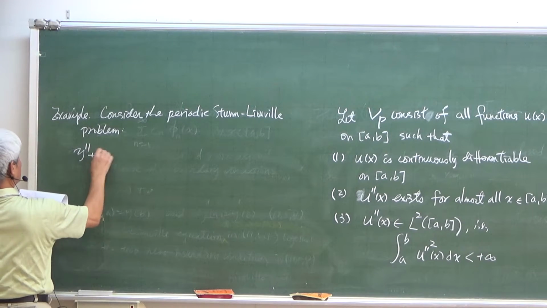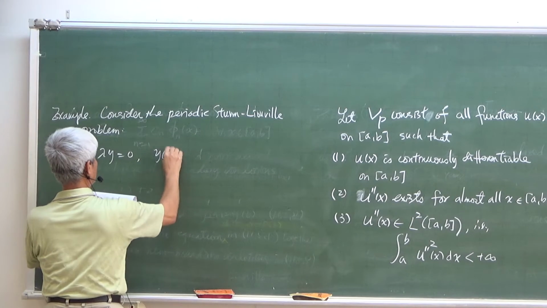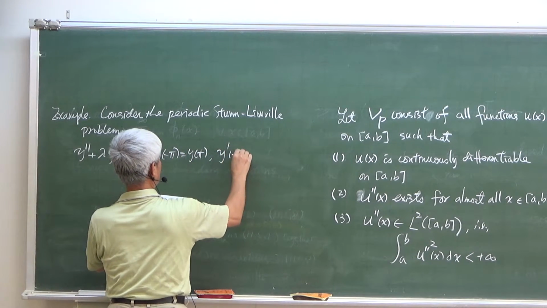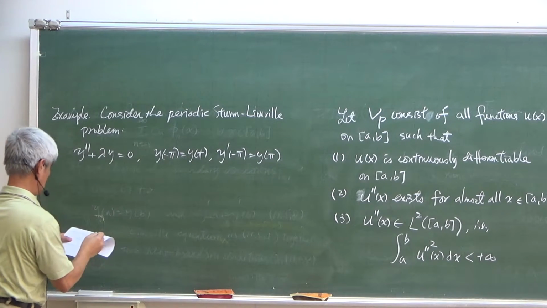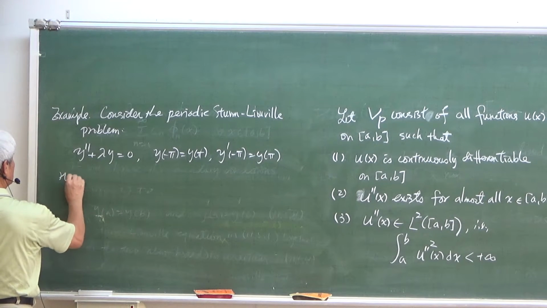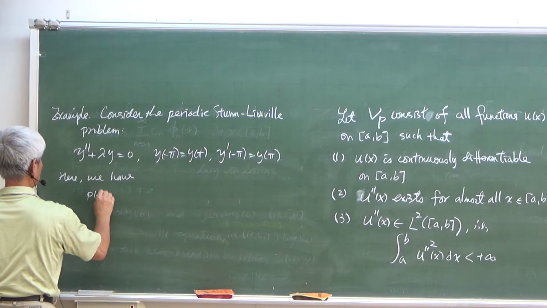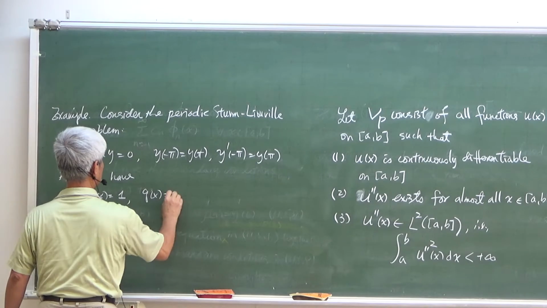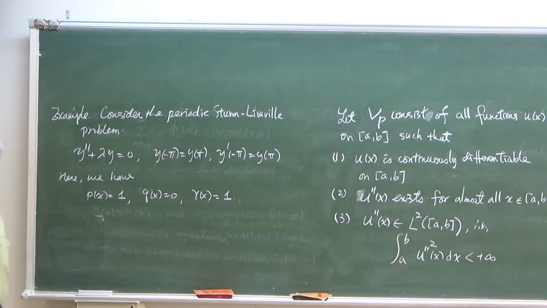y'' + λy = 0, y(-π) = y(π), y'(-π) = y'(π). Here we have p(x) = 1, q(x) = 0, r(x) = 1.